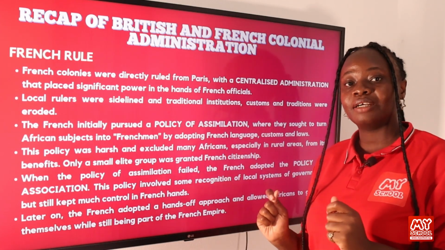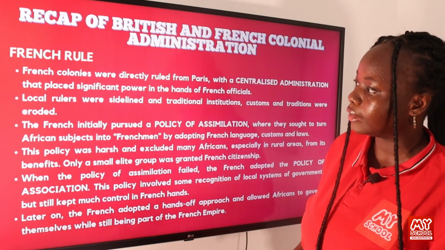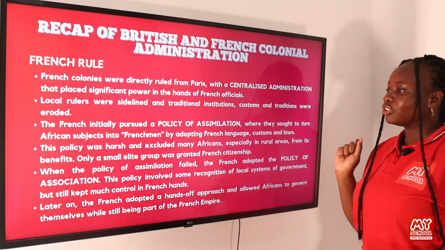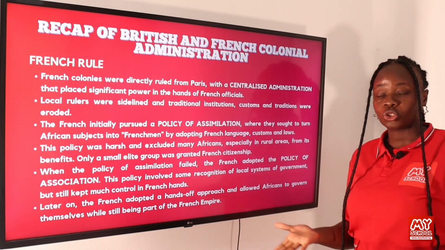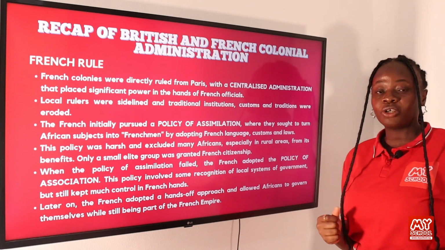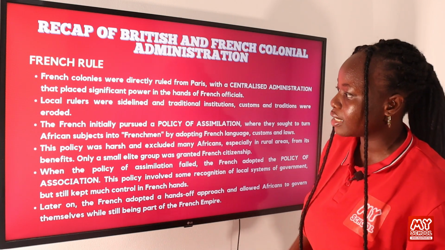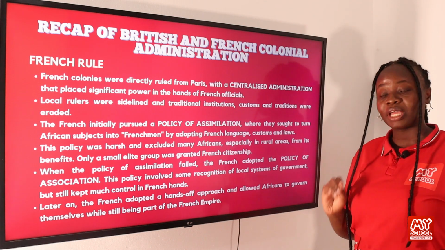They implemented leaders to lead various regions within the French West African society. The French initially pursued a policy of assimilation where they sought to turn African subjects into Frenchmen by adopting French language, customs, and laws. So the policy of assimilation was the policy that they used to administer their affairs in the territories. This policy was harsh. It excluded many Africans, especially in rural areas.